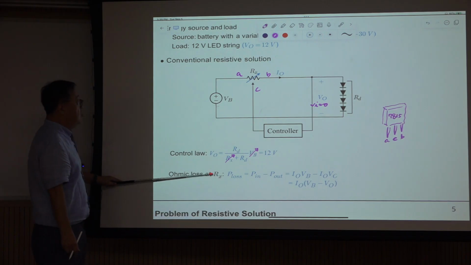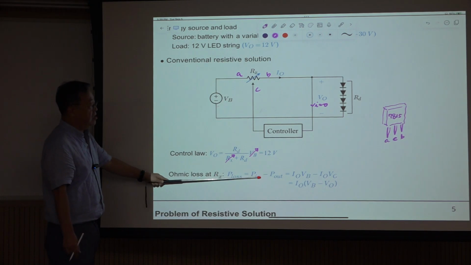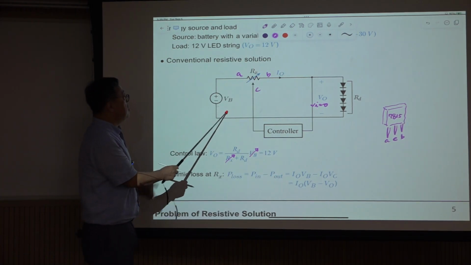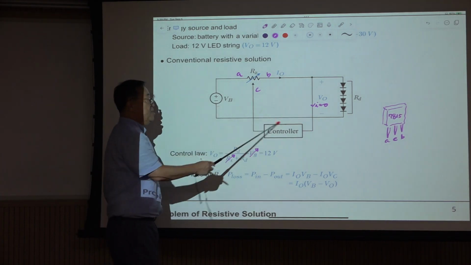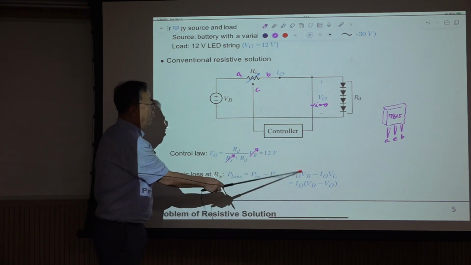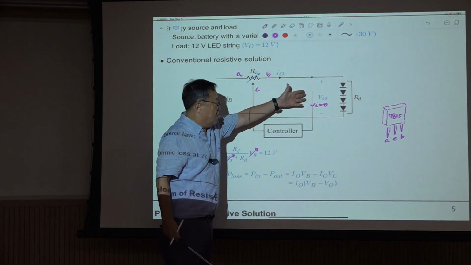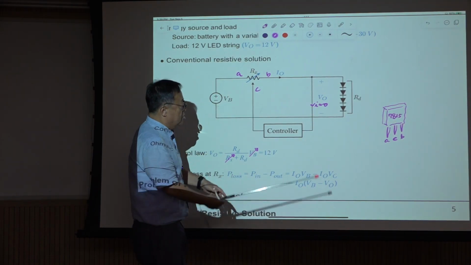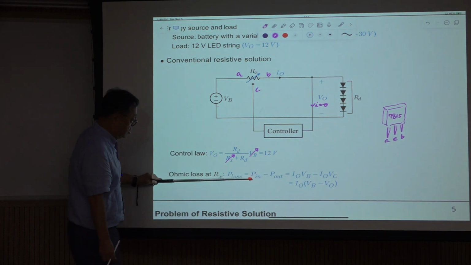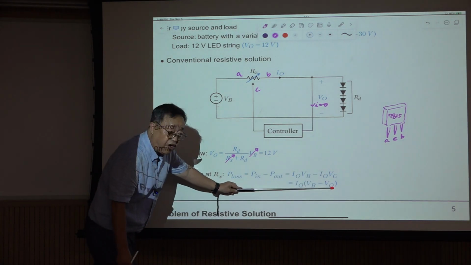Okay, so the ohmic loss at Rx here is P_in minus P_out, and this is IO, the current through this battery and this LED string. Okay, this is VB, so input power. Output power is, the current is the same because this controller current is negligible. So the power loss at Rx is the difference between this and this. This is written here, right?